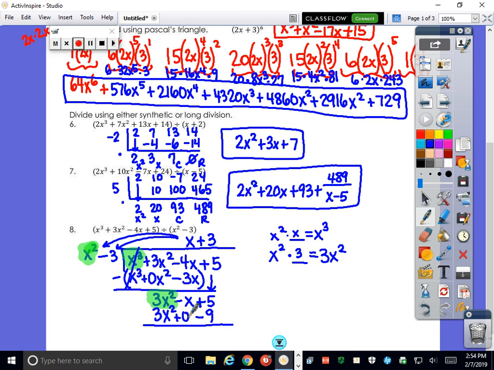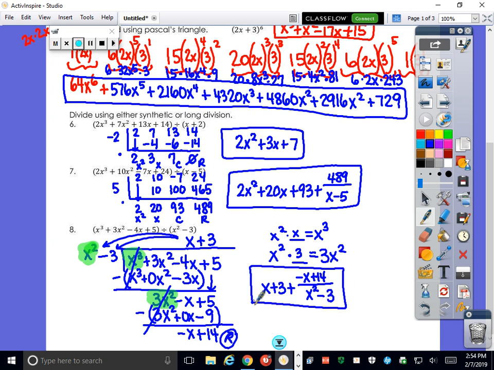We're going to need a 0x placeholder. So I'm going to subtract these. These will cancel. Negative 1 minus 0 is negative 1x. This becomes a positive 9 plus 5 is a positive 14. So this is my remainder because we're done, right? So I have to write that with my problem. So my answer is x plus 3 plus negative x plus 14 divided by x squared minus 3. That's your divisor. And that would be the final answer.